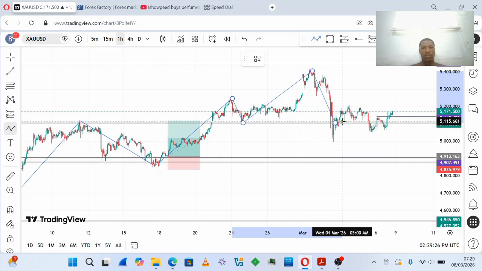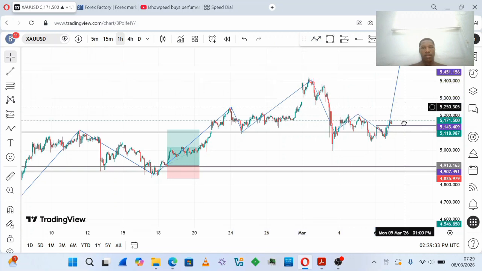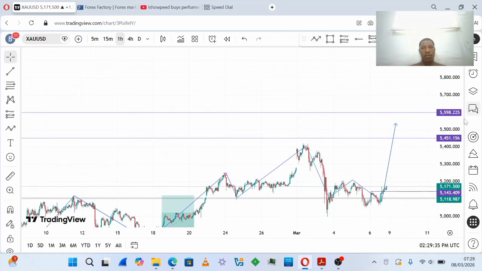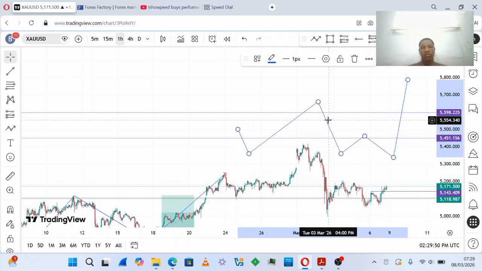And I'm expecting price to do all of this and make a higher high. Price should come to 5451 or 5598. That's what I'm expecting price to do from next week.